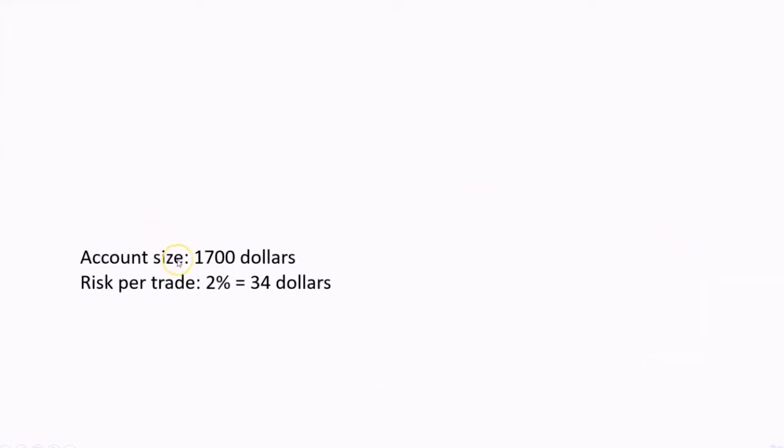Let's say that you have an account size of $1,700 and you need to decide the risk that you are going to have per trade, how much of this account you are going to risk. So that could be 1%, and if you have a bigger account, it can be 2%.